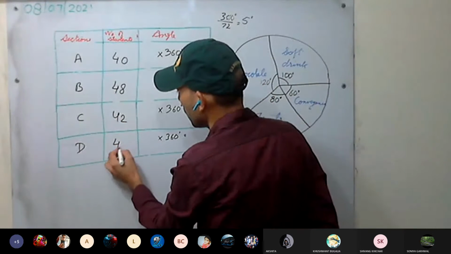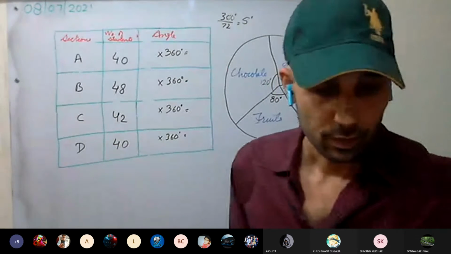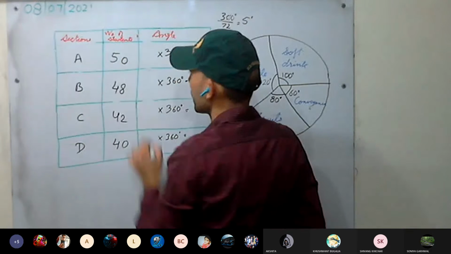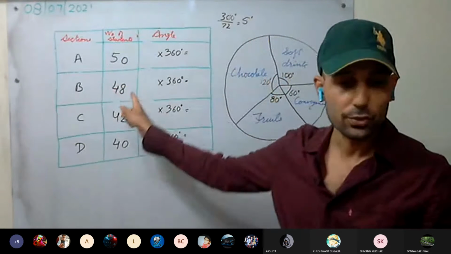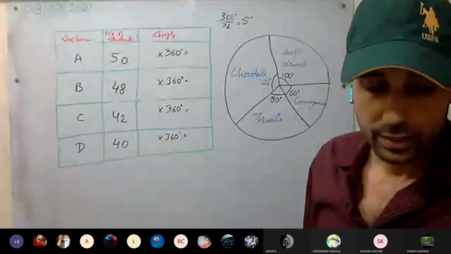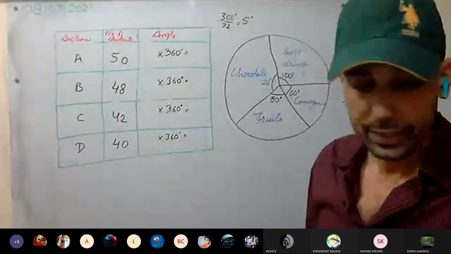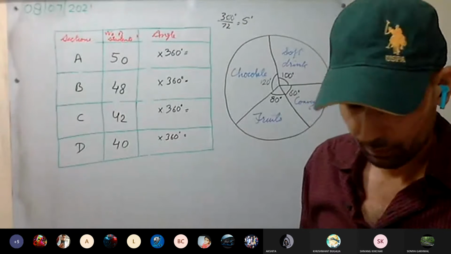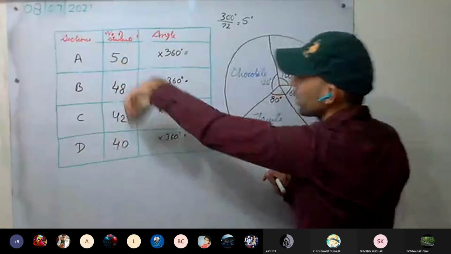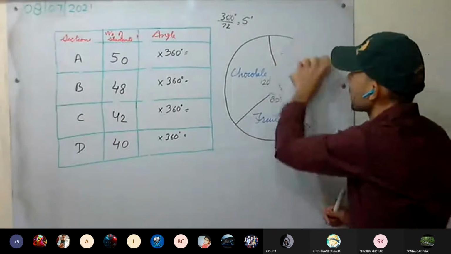First section it is 50. Okay. So A section number of students are 50, B section it is 48, C section it is 42, and D section 40 students. Okay. And we have to make a pie chart. So we have to find the sectors, how each sector will represent.